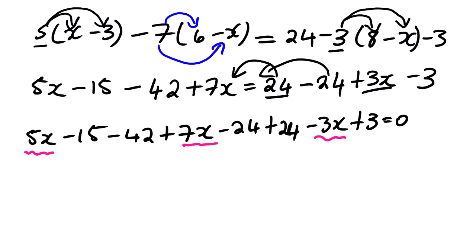And then the rest is terms without variable x. So when you add the coefficients of these terms, we have 5 plus 7, it's 12. 12 minus 3, it's actually 9x. And then we move to the terms without variables. So negative 15 minus 42, it's negative 57.